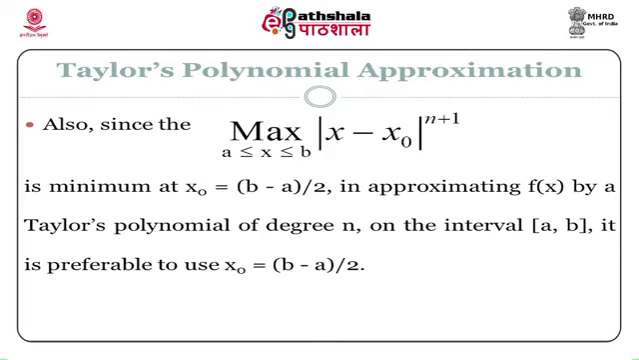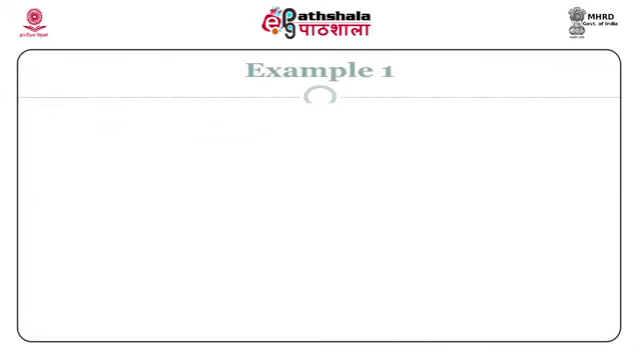So, what we are saying here is that if x_0 is not given to you in advance, and if you want to approximate f by a polynomial on the interval [a, b], then we can choose x_0 as (b minus a) by 2, as that will give me the least value of the maximum of mod x minus x_0. Now, we take example 1.